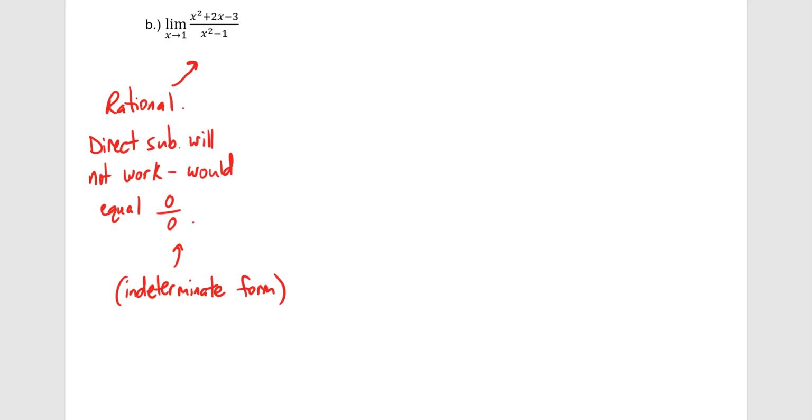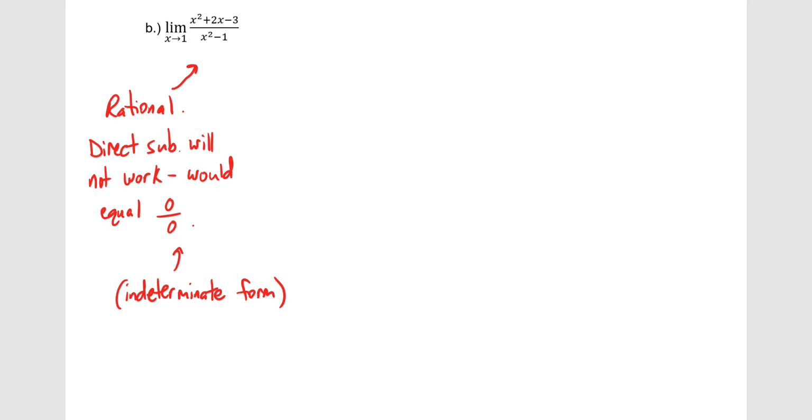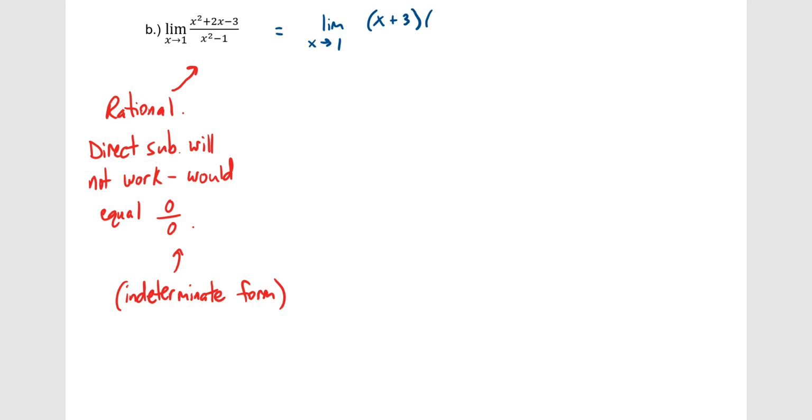We would end up getting indeterminate form again. So I just wrote it down, indeterminate form, just so we have it in our notes for now. Okay, so let's go ahead and factor. So we can factor the numerator. The numerator factors to x plus 3 times x minus 1. And the denominator factors to x plus 1 times x minus 1.